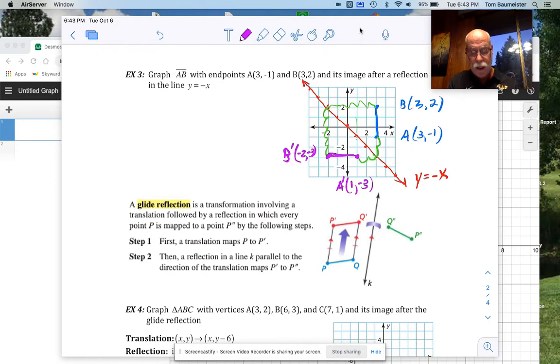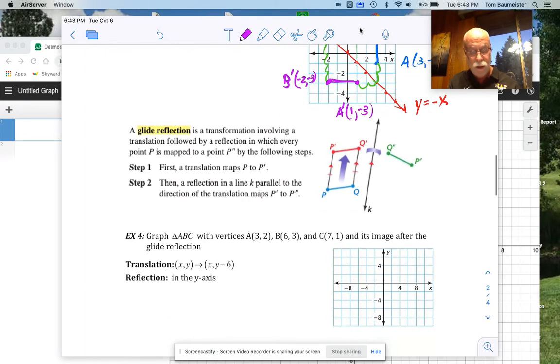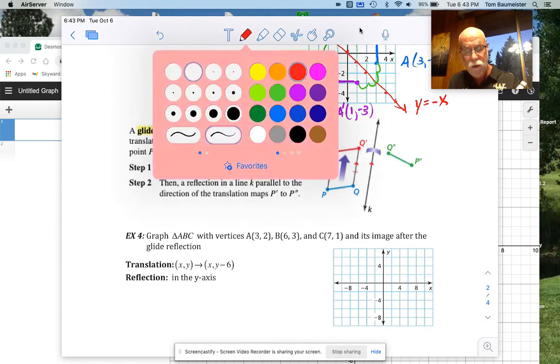Then a reflection in a line K, parallel to the direction of the translation, maps P prime to P double prime. And the easiest way to do that is to do an example. So graph triangle ABC with vertices at (3, 2), (6, 3), and (7, 1), and its image after a glide reflection. What it's telling us is we're going to do two things in order.